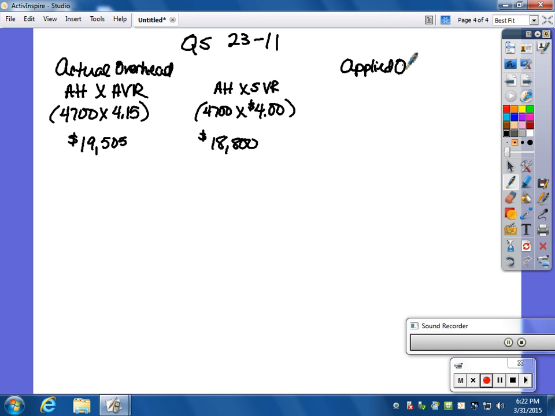And how are we going to get that? What's the actual equation? Standard hours times standard rate. What are the numbers to plug in? 5,000 times $4, which gives us what? 20,000.